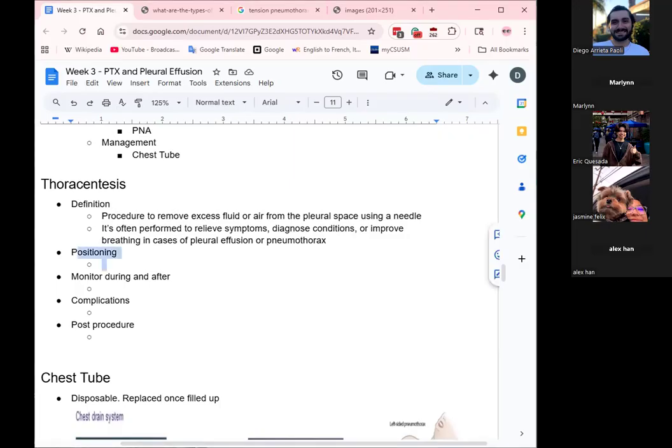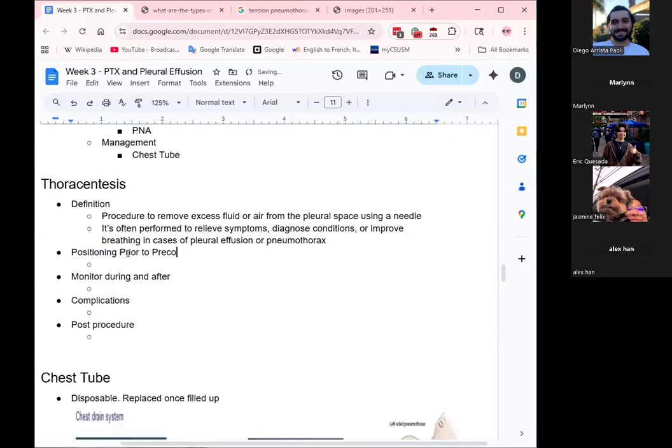So what's the positioning that should be done? Head of the bed up, laying on the non-affected side. The general idea is there, but like Jasmine said, it's sitting up. So typically what they have them do, yeah, exactly. That would be after. So this is during. Yeah, I guess I'll specify positioning during, or rather prior to procedure.